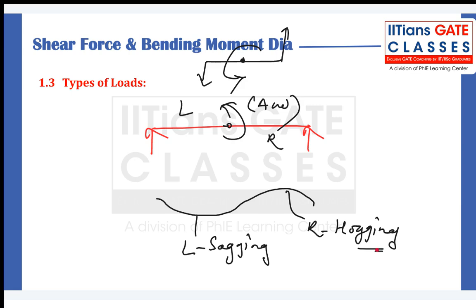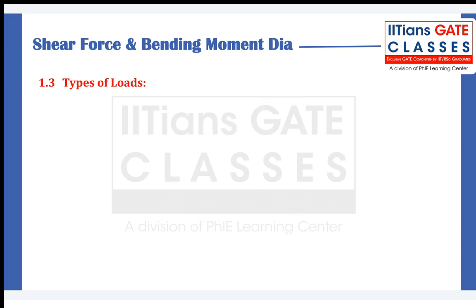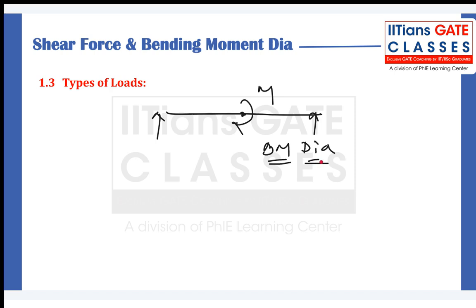So you can see now left side is sagging, right side is hogging. Clear? So guys, this concept is very important in many cases when you draw shear force and bending moment diagrams, specifically for a simply supported beam with a point moment. If somebody asks you to draw the BM diagram, then it is very important to know this.